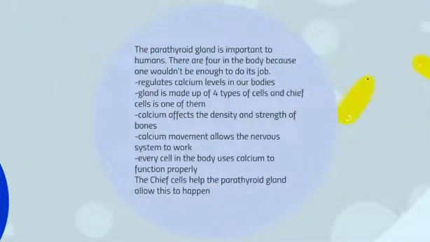The parathyroid gland is important to humans. There are 4 in the body because one wouldn't be enough to do its job. They regulate calcium levels in our bodies. The gland is made up of 4 types of cells, and chief cells is one of them.